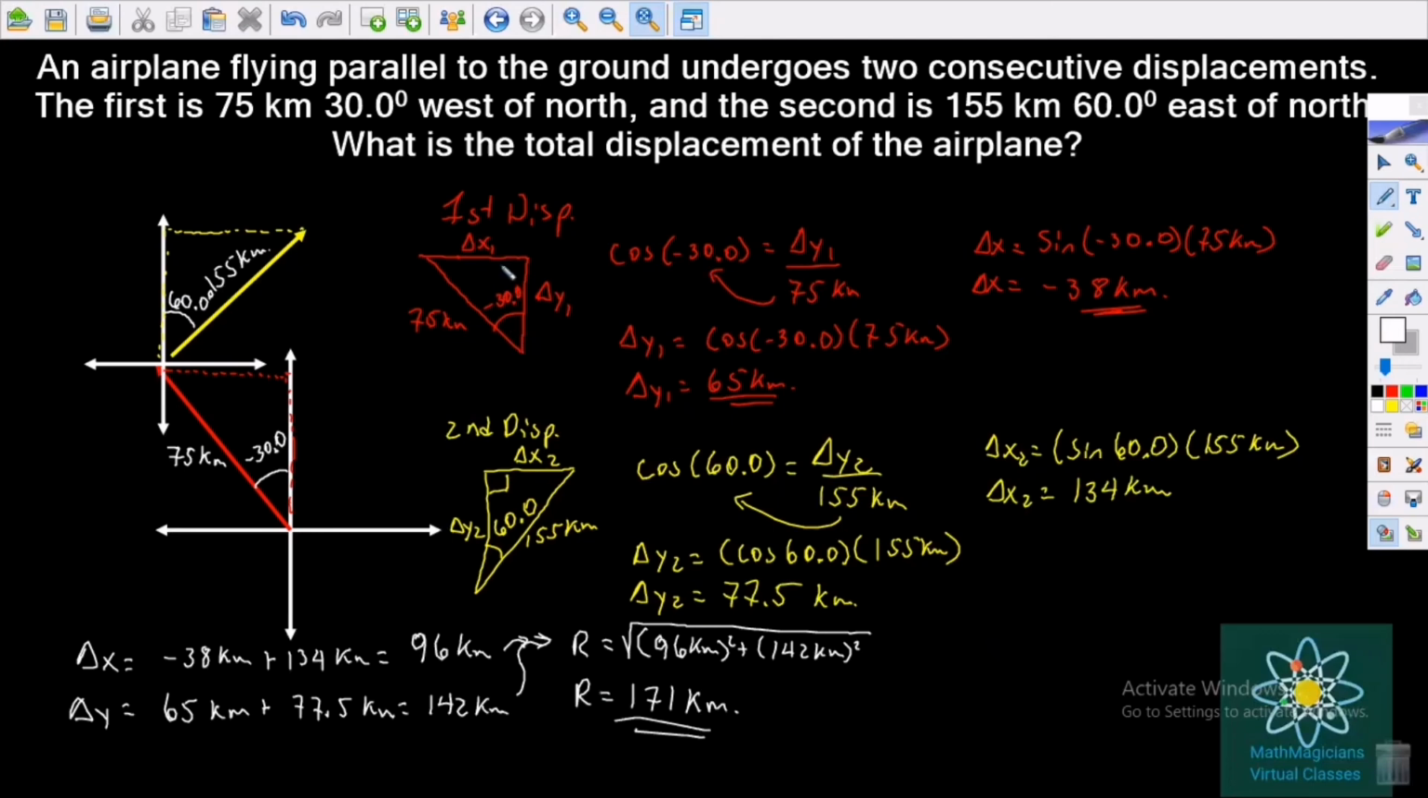Okay, now here, if I use tangent in this angle, in this triangle, tangent is delta x over delta y because it's opposite over adjacent. And if I use tangent here also, it's delta x over delta y. That means that my tangent has to be delta x over delta y in totals to find the degree. And we know that it becomes a tangent inverse of delta x, that is 96, over delta y, that is 142. We solve this in our calculators. Tangent inverse of 96 over 142 is positive 34 degrees. And we were talking about east because it's positive, east of north.